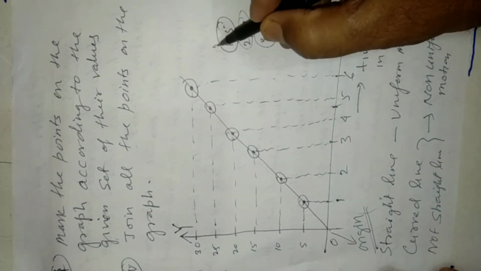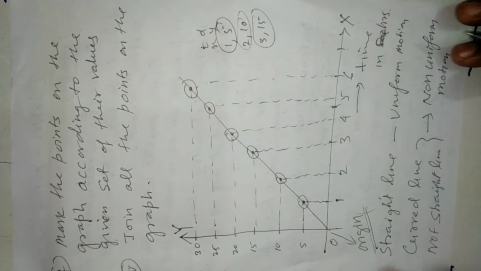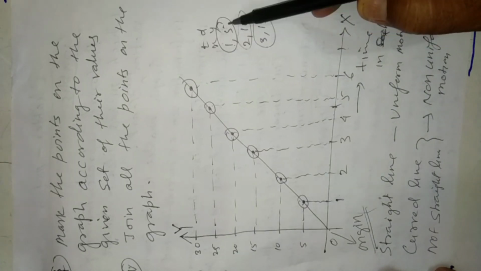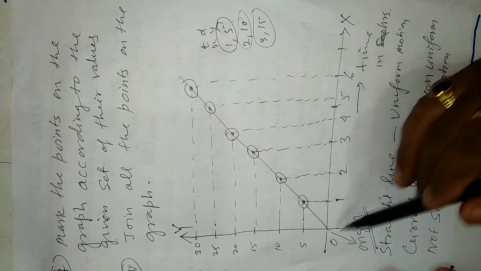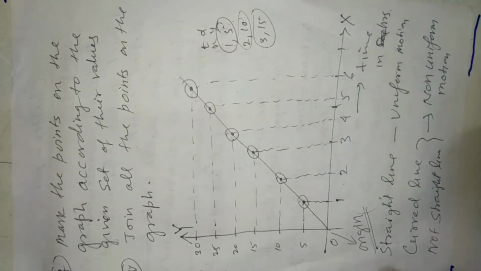First is x and second is y. First is time, second is distance. So time is given, and the distance at that time is given, and it is marked on the graph here. There will be graph paper. You might have seen graph paper, and you will take that.